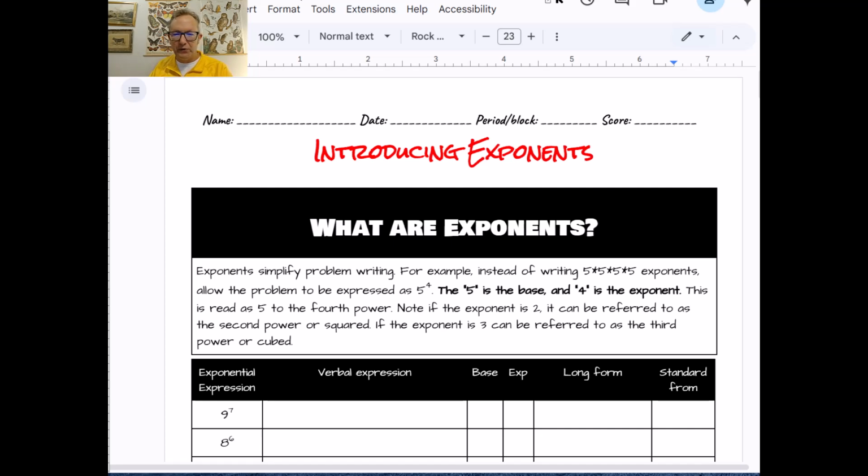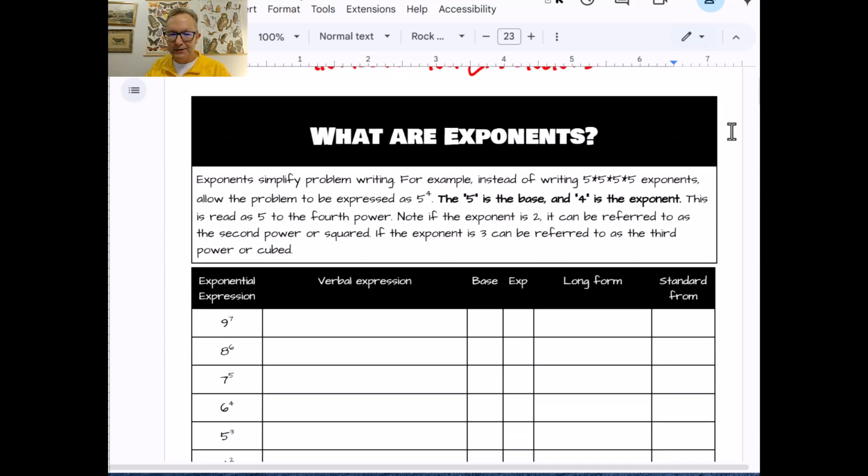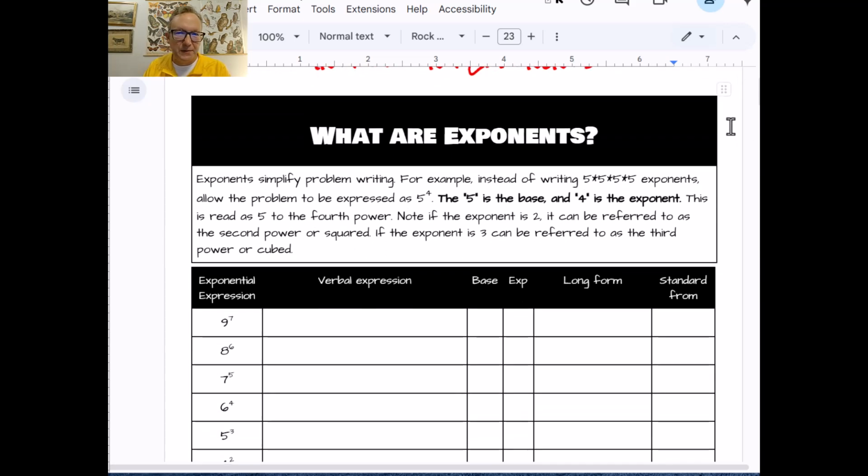On the entry level one, we're introducing Exponents. Hopefully this is a review of Exponents from pre-algebra, but in case it's not, we've got enough information here for students who are hearing it for the first time, or at least so they claim.